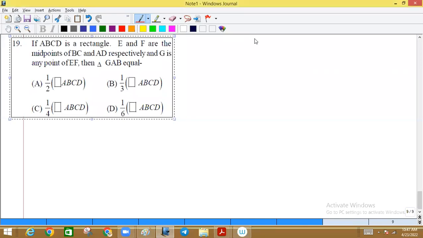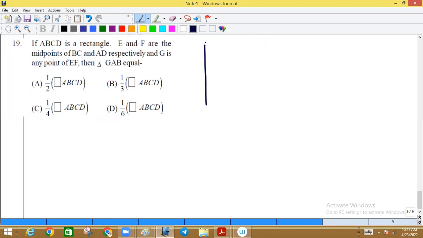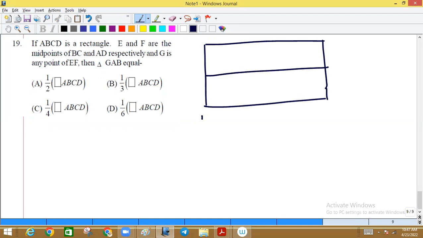Look at the 19th one. If ABCD is a rectangle, E and F are the midpoints of BC and AD respectively, and G is any point on EF, then the area of triangle GAB is equal to what? First he is saying ABCD is a rectangle. E and F are midpoints. G is any point on this. It can be here or else it can be here. It doesn't matter. First of all, area of ABEF is?